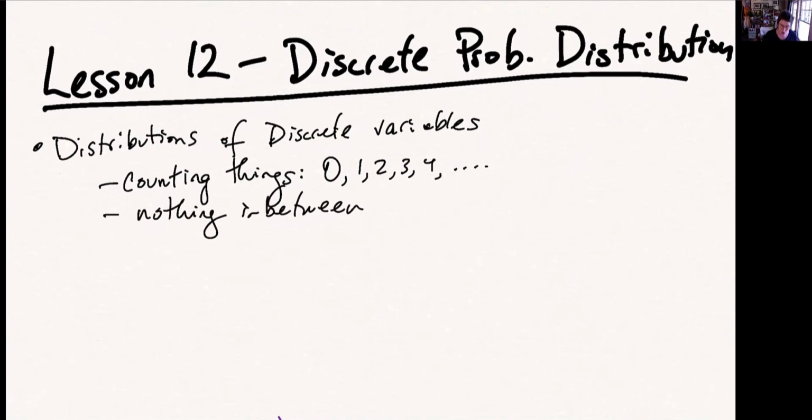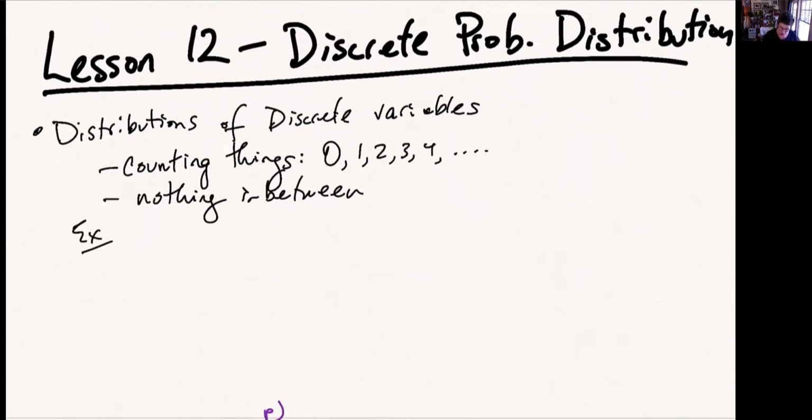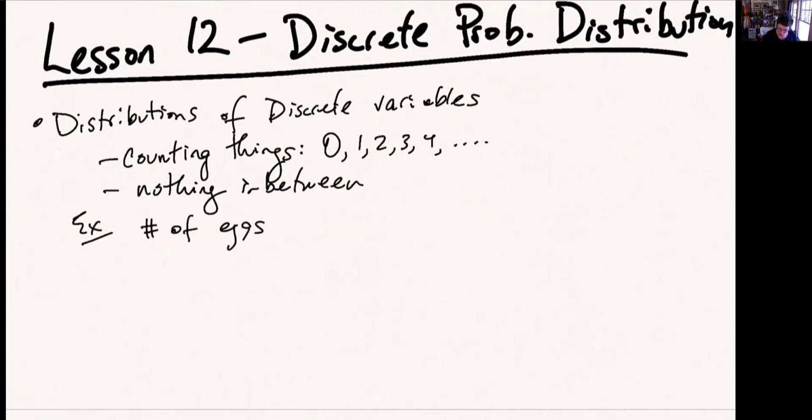Some examples of discrete variables are number of eggs or clothing size. I don't know about you, but I'm often in between sizes. You either have medium or you have large. There's no medium and a half. Your shoe size options are either 8.5 or 9. You can't do 8 3/4. Those are also discrete variables. Or the number of cars in a parking lot, etc.